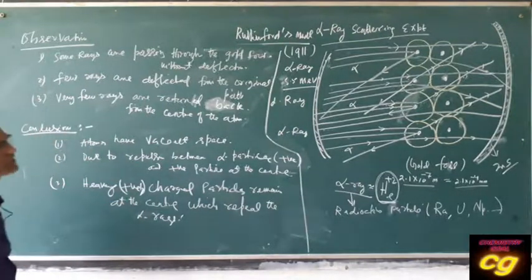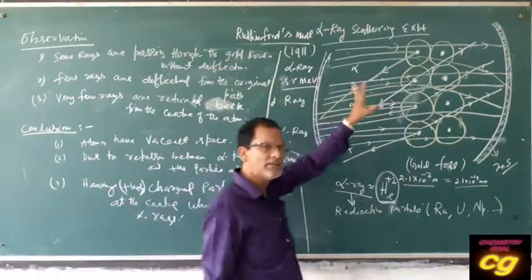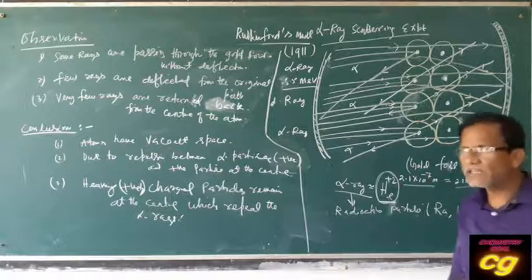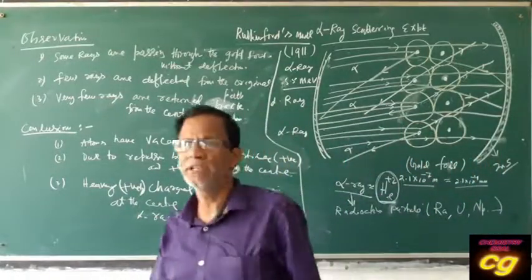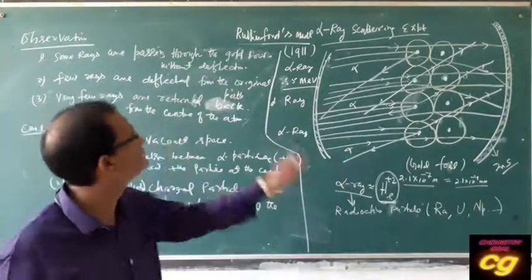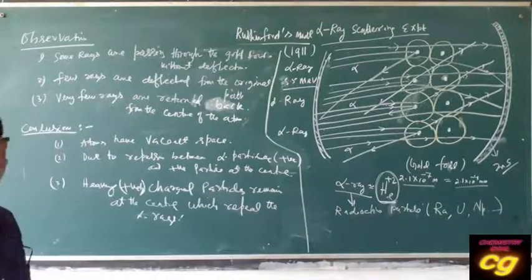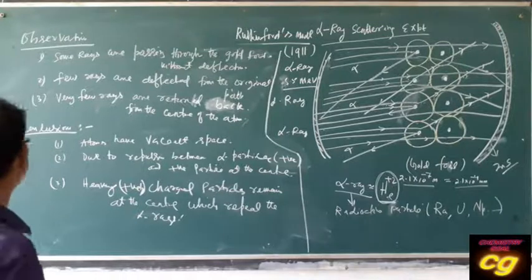Basing on this experiment, the alpha ray scattering experiment, he retained some postulates. He retained some features of Rutherford's model. What are the postulates of Rutherford's model? Let us discuss.